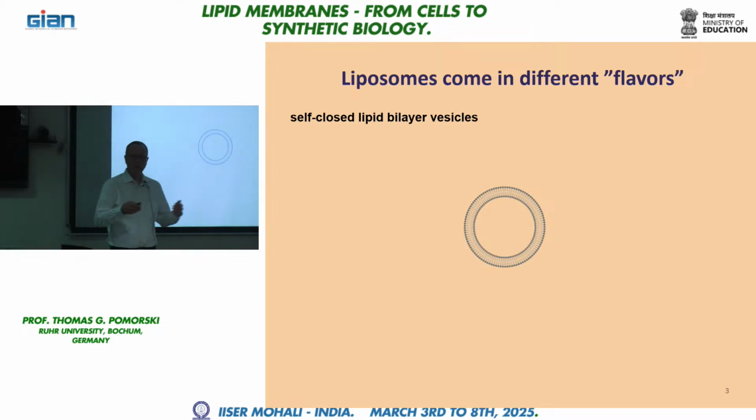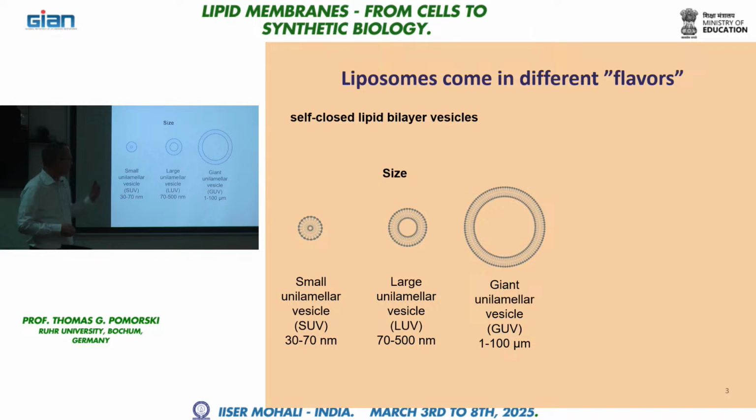At first you can group vesicles according to their size. That would be small unilamellar vesicles, large unilamellar vesicles, and giant unilamellar vesicles. Unilamellar means you only have one bilayer. That would be the situation for a biological membrane. And you see they differ quite a lot in size.